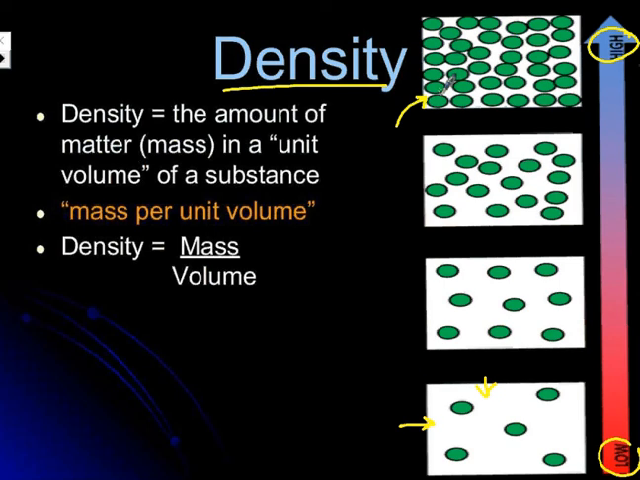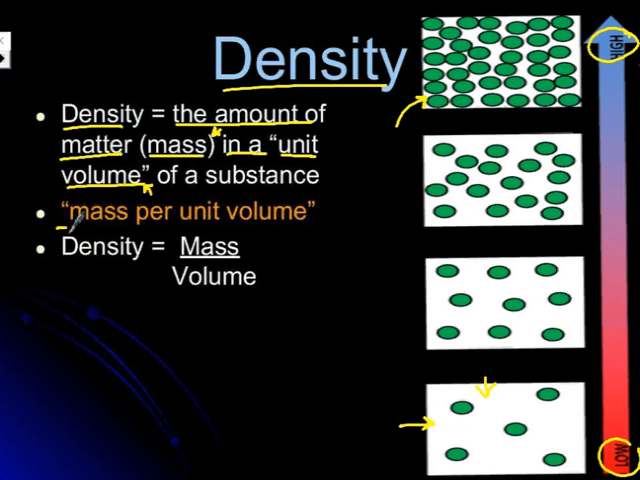This is what density is. Density is the amount of matter or mass in a unit of volume. So when we talked about matter or mass, we learned that mass is measured in grams, and volume is going to be measured in liters or some other unit like milliliters. So all of those things are going to be contributing to what density is.